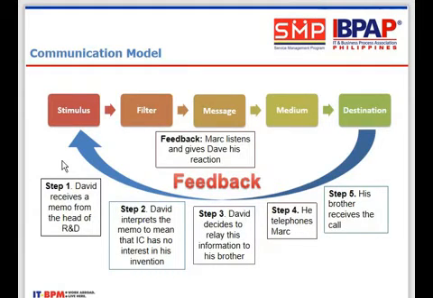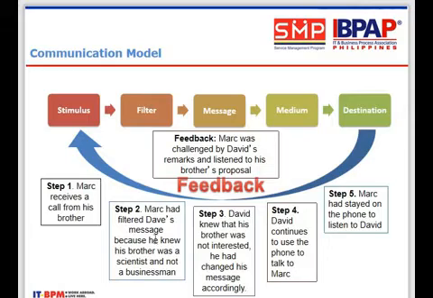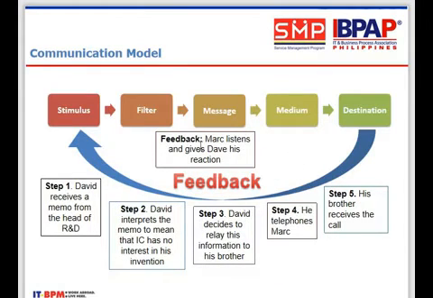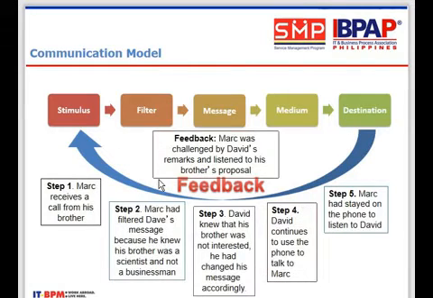David. Okay? And then step 2, Mark had filtered Dave's message because he knew his brother was a scientist and not a businessman. Step 3, David knew that his brother was not interested. He had changed his message accordingly. Step 4, David continues to use the phone to talk to Mark. And step 5, Mark had stayed on the phone to listen to David. So the feedback is, Mark listens and gives Dave his reaction. Okay? Here in the second part, the feedback was, Mark was challenged by David's remarks and listened to his brother's proposal.